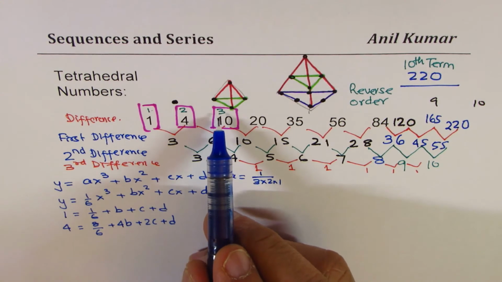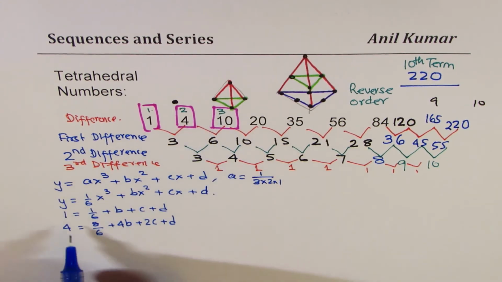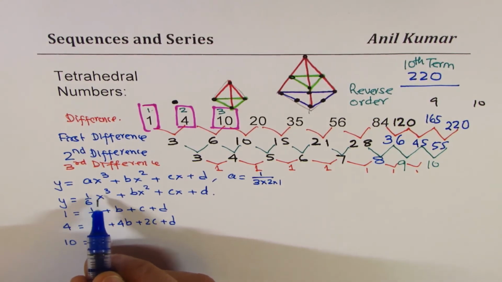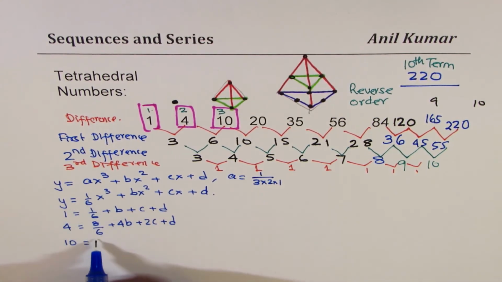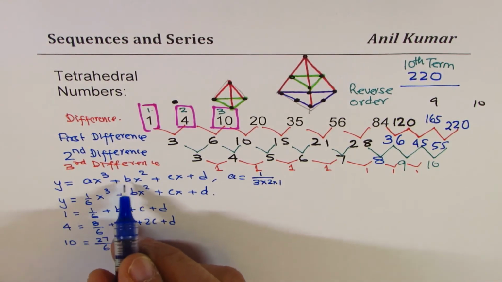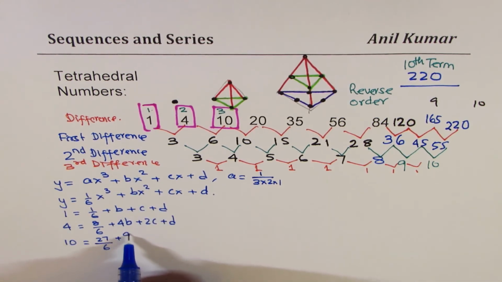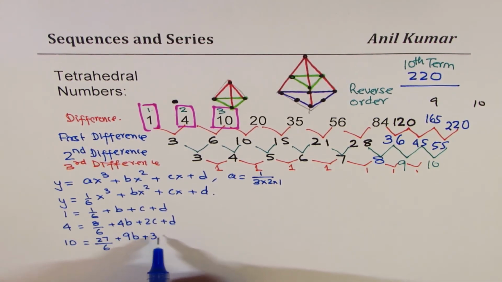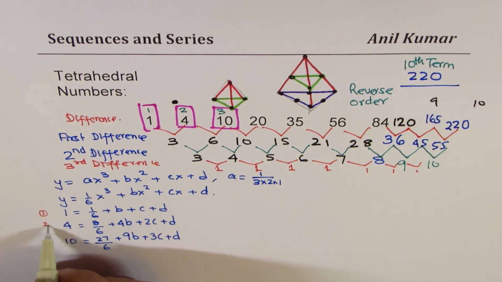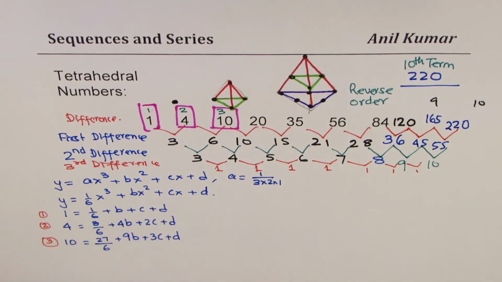For the third one, I'm going to use 3 and 10. So 3 and 10 means 10 will be the y value. We have 1 over 6 times 3 cubed, which is 27, so we get 27 over 6. And then 3 squared is 9, so we get 9b, 3c plus d. So we get these three equations to work with: one equation, second equation, and the third equation. Since my space is limited, I'm cutting down on steps, but I'm explaining everything.